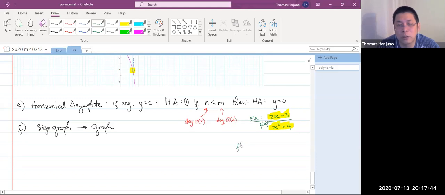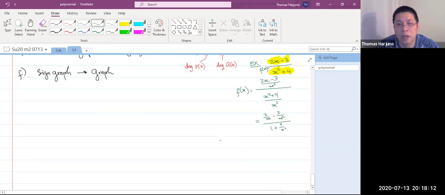algebraic manipulation that you will see in calculus, in which I divide by x squared, the highest degree, on the top and the bottom. So 2x minus 3, I will divide by x squared. And x squared plus 4, I will divide by x squared. This will be 2 over x minus 3 over x squared, over 1 plus 4 over x squared.